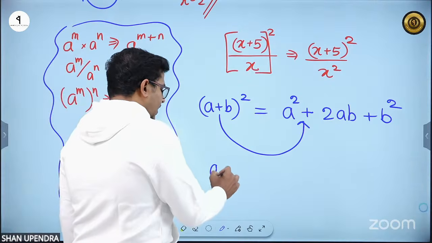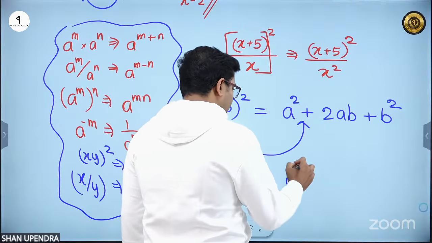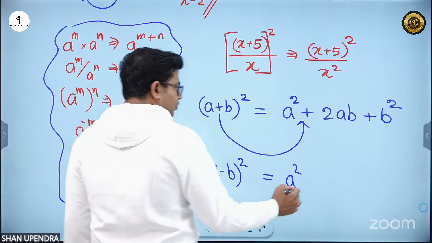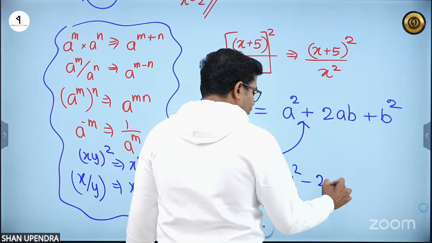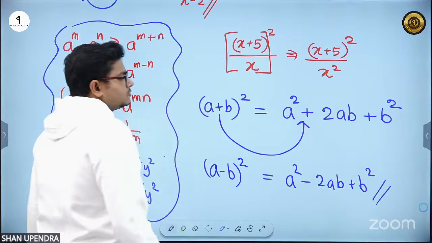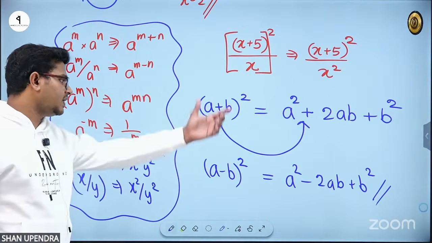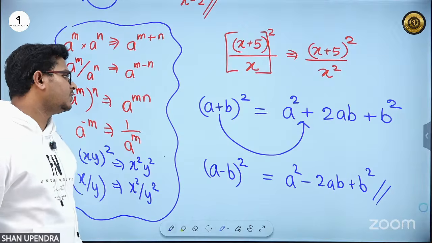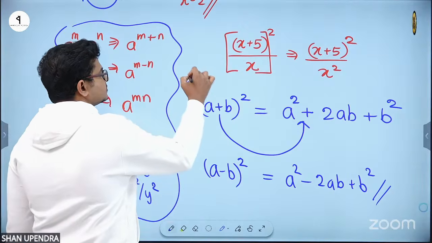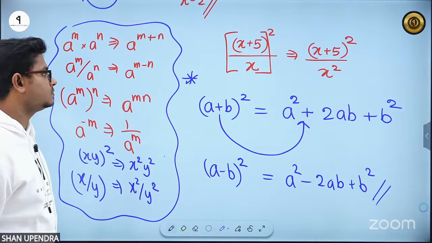So when you take a minus b squared, you can write a squared. Then you can see this is minus, so put the minus term here. Then minus 2ab plus b squared. Just write down these useful expansions. Okay.